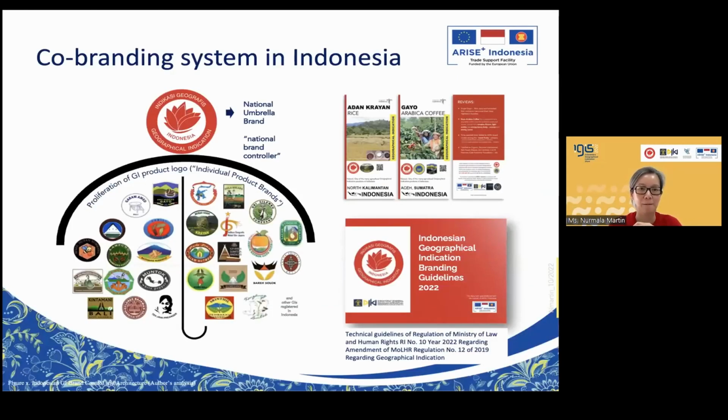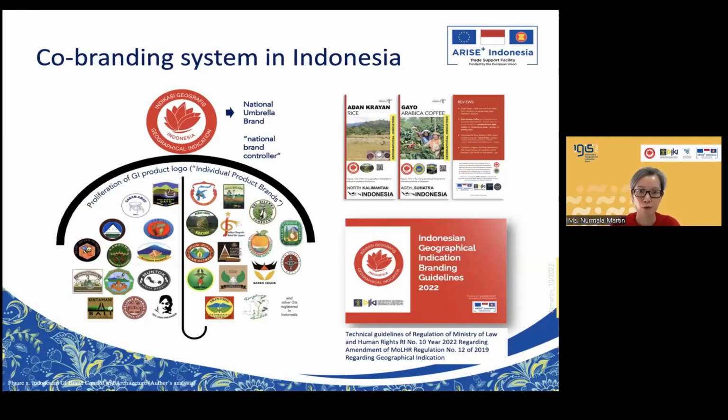Okay, next one is the co-branding system. This is an example of a co-branding system in Indonesia. In Indonesia, the government has a logo, a national symbol for their GI, which serves to guarantee the authenticity of the product. Along with this logo, of course, are the product logo and the GI product name underneath it. To ensure that the products are authentic, the two logos have got to go side by side, which means if you want to see in the marketplace whether this product is original or authentic, you can look at the two logos.